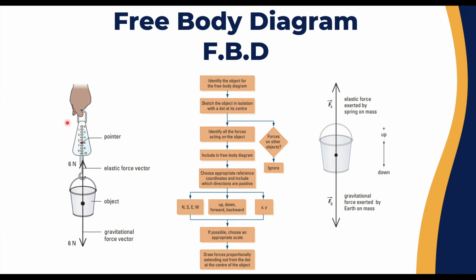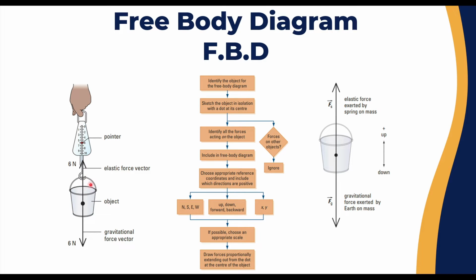In this case, we have the bucket and the spring. We see that the bucket is applying a force through its weight, or gravitational force. In this case, let's say 6 Newton, and there is the force of the elasticity of the spring of the scale that is pulling the bucket upwards.